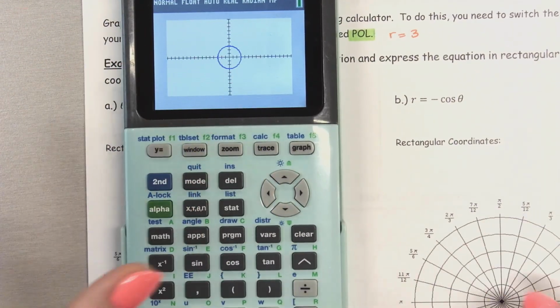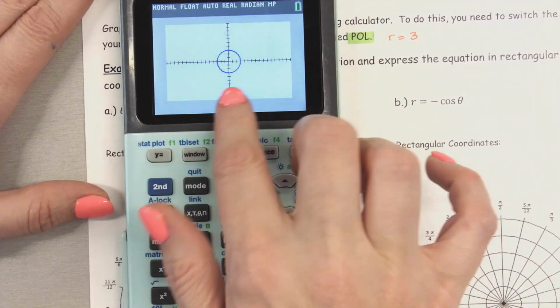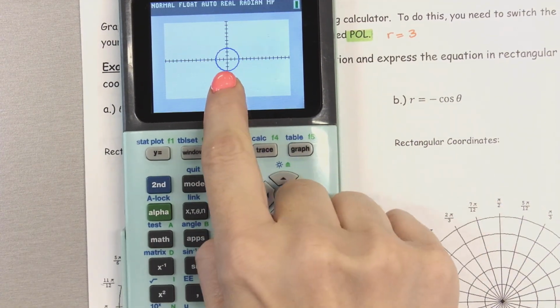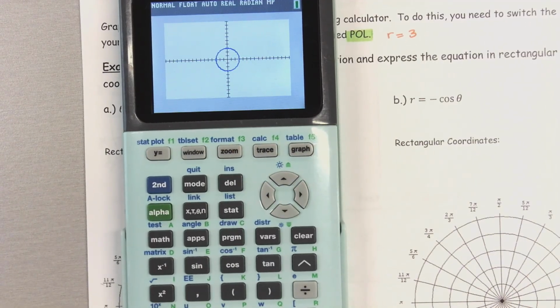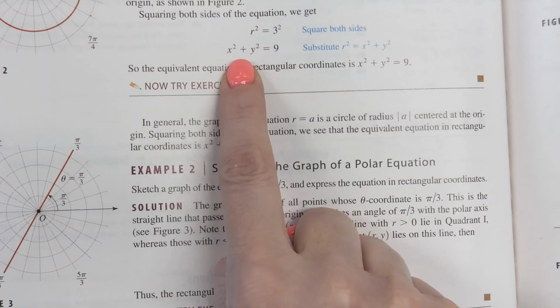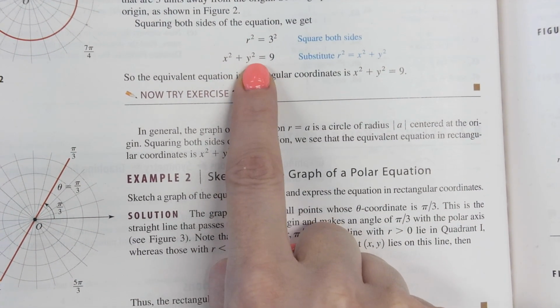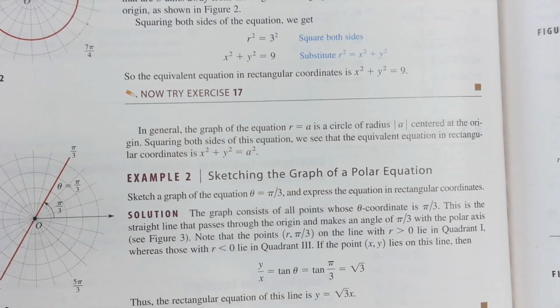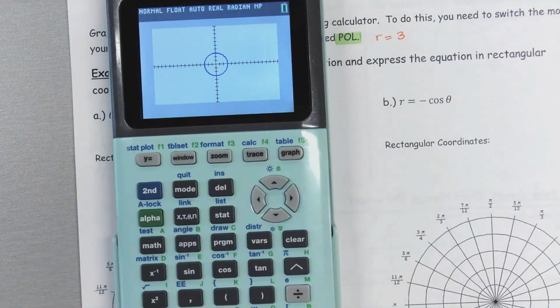Okay, so this is going to be a circle with a radius of 3, and where would the center be in this case? 0, 0. Okay, and I know I showed you that example in your book, but if you look here at the equation, if you didn't notice it before, it is x squared plus y squared equals 9. Okay, 0, 0 is going to be your center.